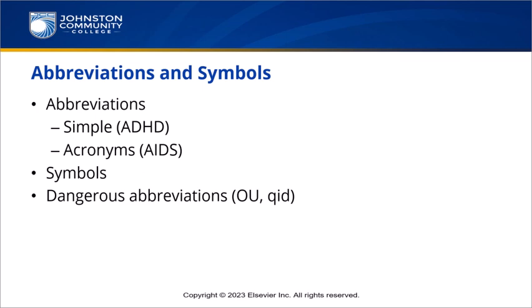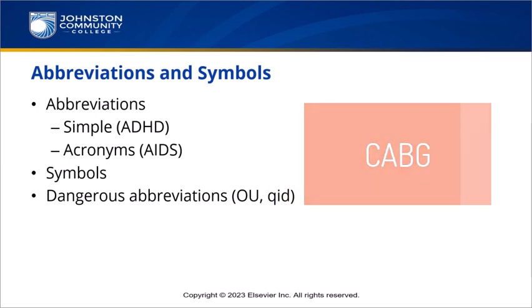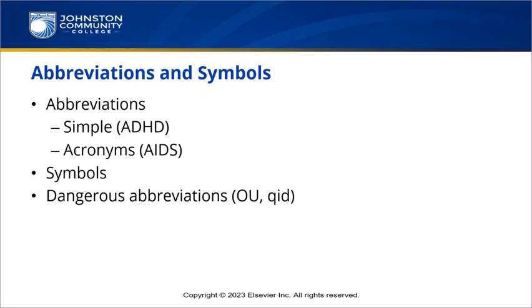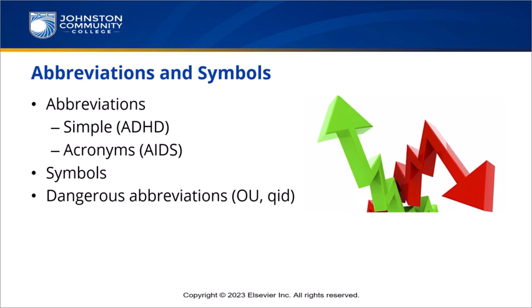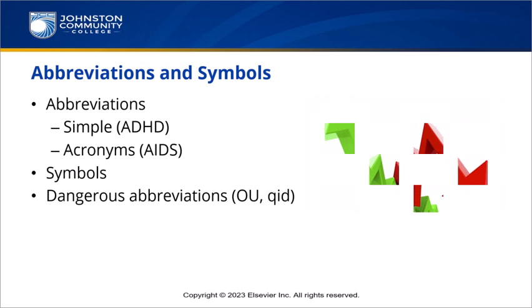Another type of abbreviation is an acronym, which is a term that can be pronounced from its abbreviated letters. An example of this would be CABG, C-A-B-G, which stands for coronary artery bypass graft. We also have TURP, which stands for transurethral resection of the prostate. The symbols for male and female are recognizable, and the increase and decrease arrows are pretty easy to understand.